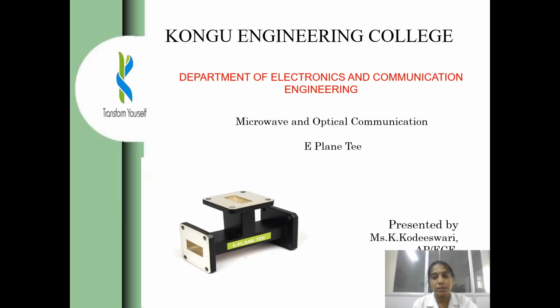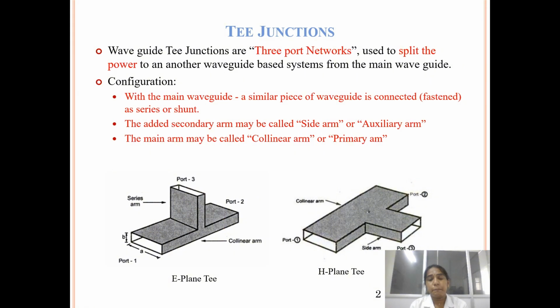So let us discuss this component in a basic way. Before going into the E-plane T, first let us understand what the T-junction is. A T-junction is a three-port network, meaning that as shown in the figure, it will have three terminals or three ports. Here the main waveguide is called the collinear arm or primary arm. The additional branch connected with this main waveguide is called the side arm or auxiliary arm.